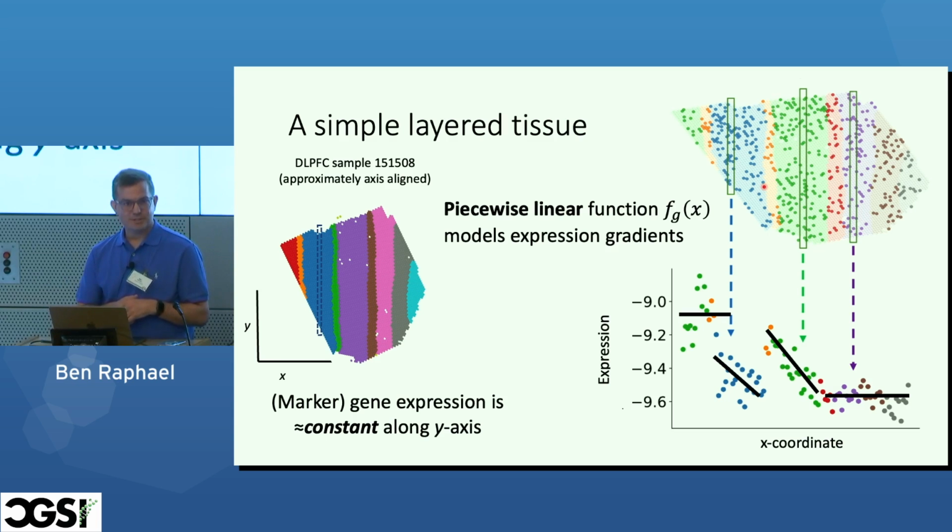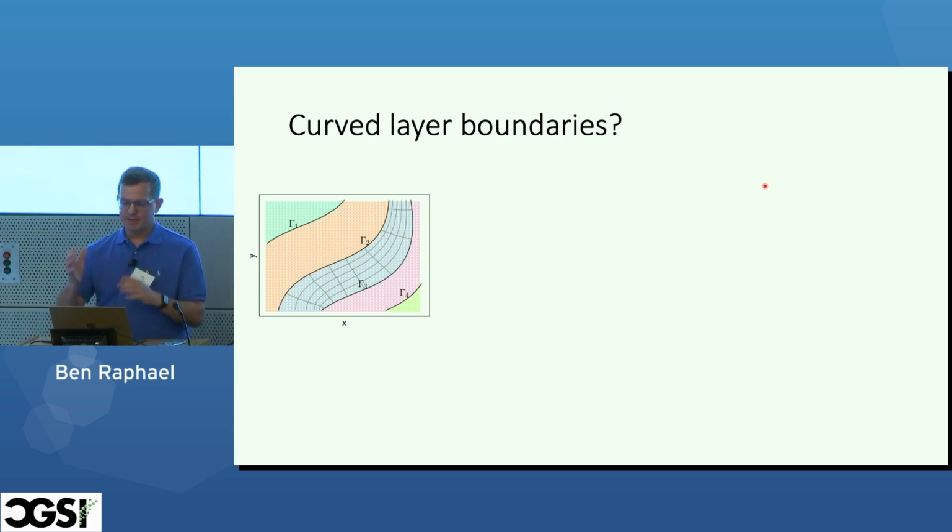Now, this was a really simple case, right? Everything was lined up with the axis. Of course, that's rarely true, even for the tissues that I showed you, although this one is real data. In general, these layer boundaries are going to be curved. So how might we deal with these curved layer boundaries?